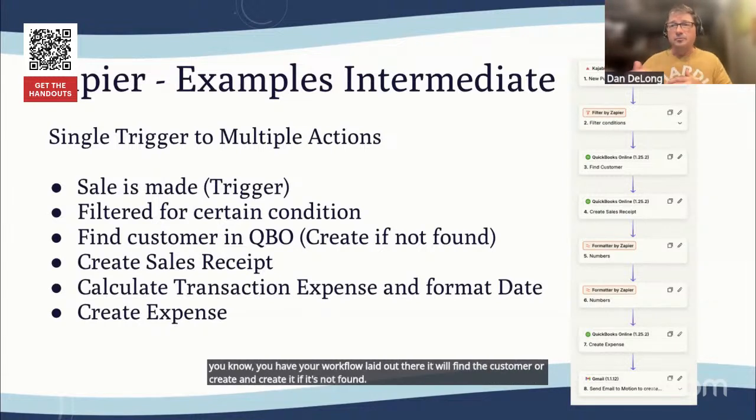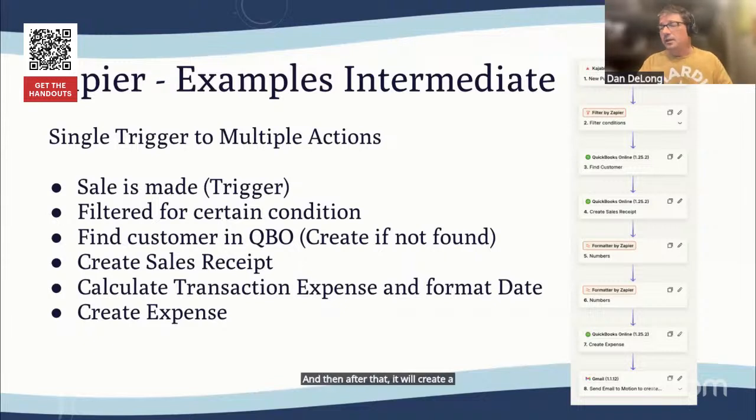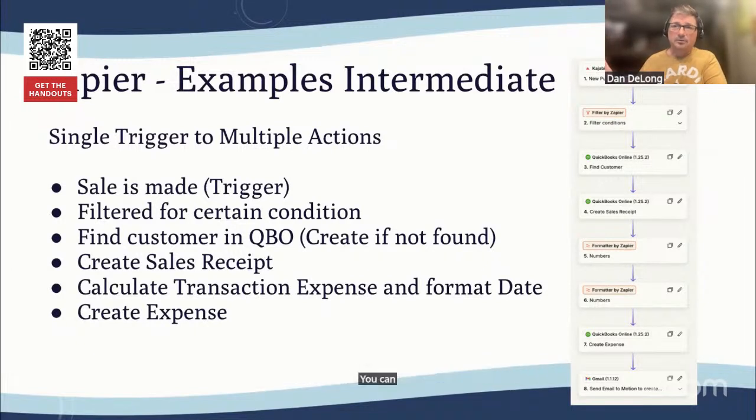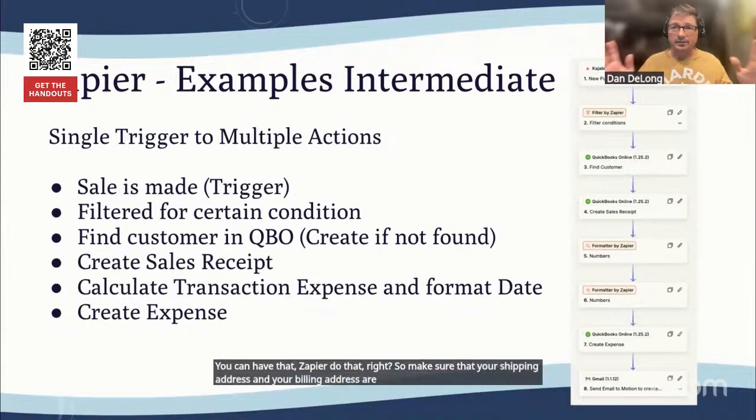After that, it will create a sales receipt in QuickBooks. Another thing we use it for is, because we're an online company, the shipping address is very necessary for economic nexus. So we want to make sure that the address, even though it's a billing address, is also copied over into the shipping address, which QuickBooks doesn't do automatically. You can have Zapier do that, to make sure your shipping address and billing address are in alignment so that the sales tax is utilized properly.